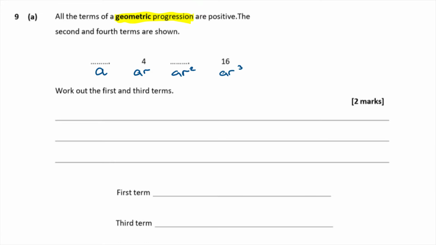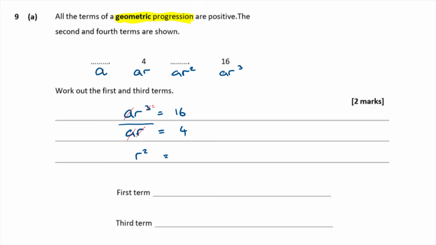Okay, so I can say then that ar cubed is 16, and I can say that ar is equal to 4. So what we've got now is a pair of simultaneous equations in a and r. What I'm going to do is not subtract them, I'm going to divide one by the other. So what is ar cubed divided by ar? The a is going to cancel with the a. The r is going to cancel with one of those r's. It's going to leave you with r squared.